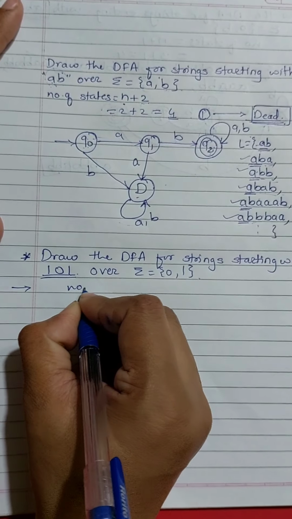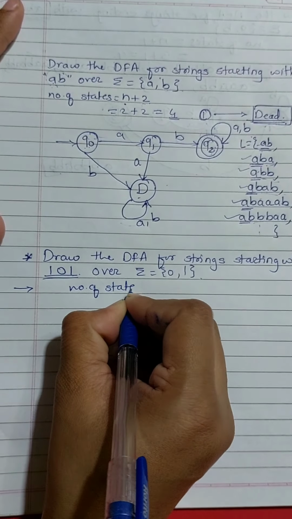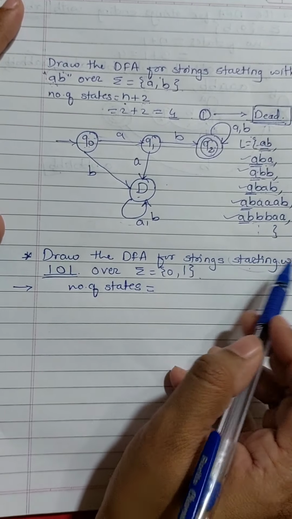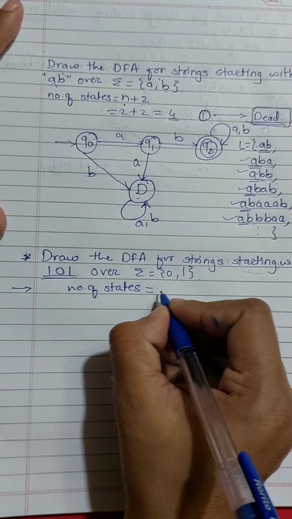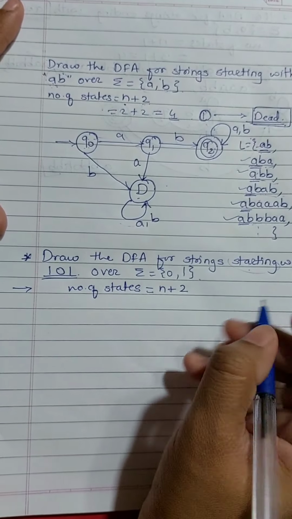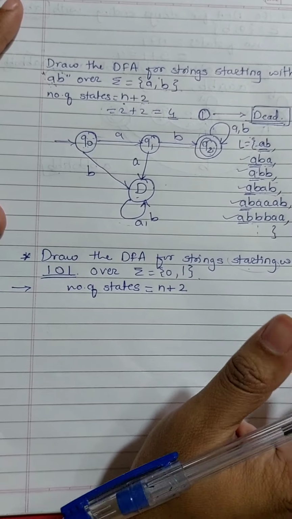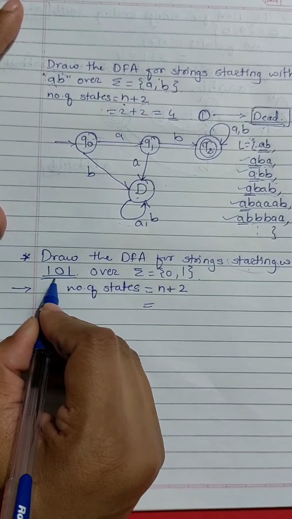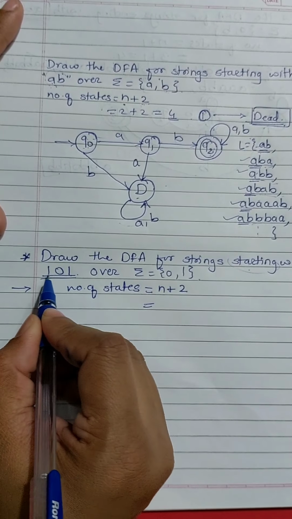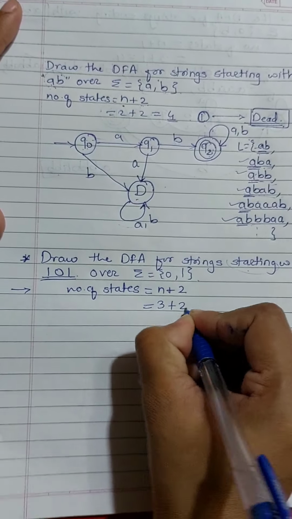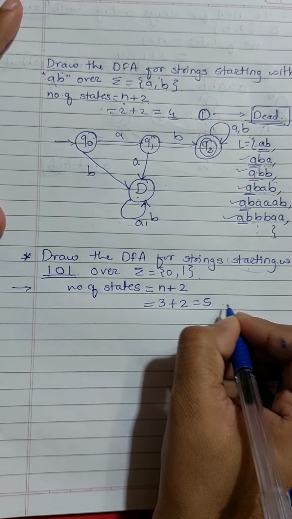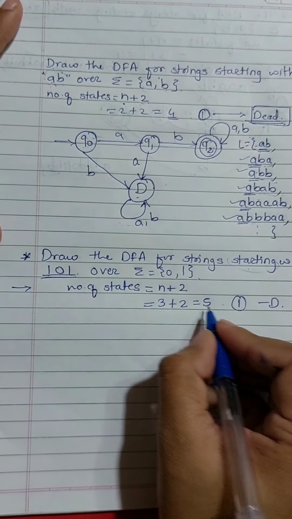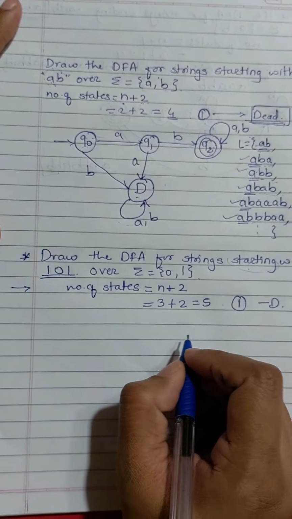The first step is to calculate the number of states. As I already have told you, to calculate the number of states for a starting type of problem, starting with some substring, we require the formula n plus 2. We require one more state to represent the dead state. Now n is the length of the substring given in the problem statement. So 101, the length is 3. So we'll get 3 plus 2, that is equal to 5. Out of this 5, 1 is to represent the dead state, so we remain with 4 states. So we have to check for the 4 states.